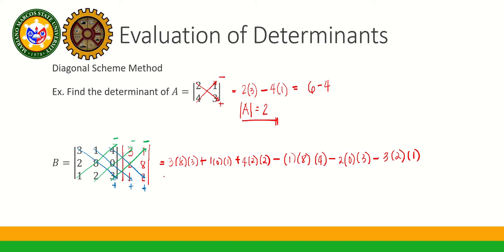So, this will be equal to 3 times 8 times 3. That is 24 times 3. 72. This is equal to 72. And this will be equal to 0 as well as this one. So, 4 times 2 times 2, that is 16. 1 times 8 times 4, that is negative 32. And 3 times 2 times 1, that is negative 6. And solving for this one, the determinant of matrix B is equal to 50.